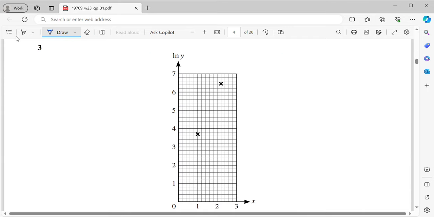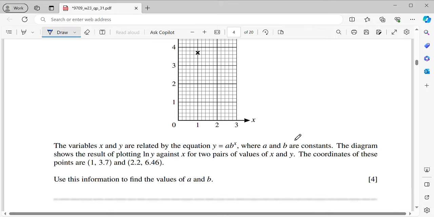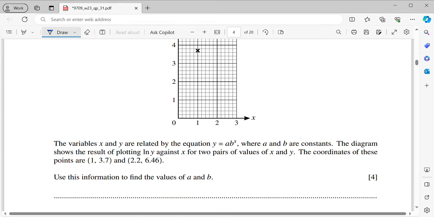Now for question number 3, you are given a graph here, the ln y against x and two points. So the variables x and y are related by the equation y equals to ab to the power of x, where a and b are constants. The diagram shows the results of plotting ln y against x for two pairs of x and y. The coordinates of the points are given. Use this information to find the values of a and b.